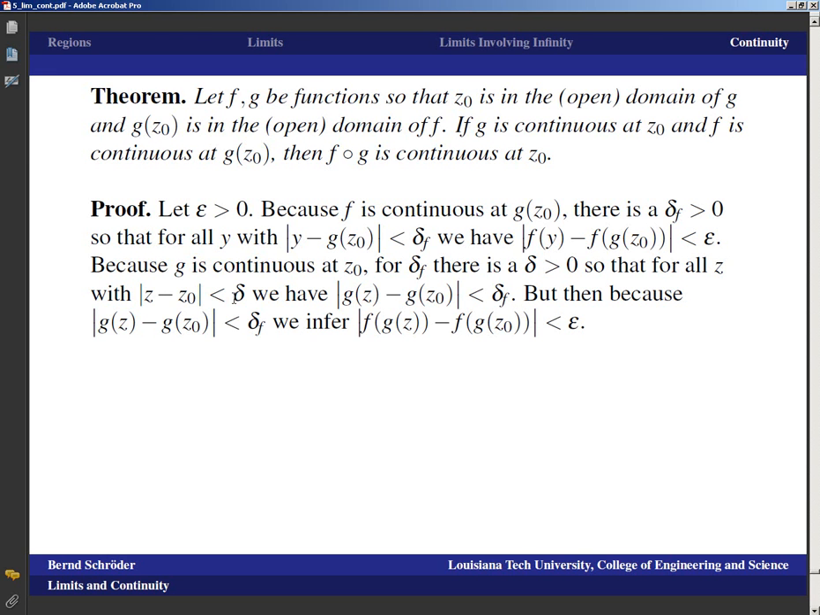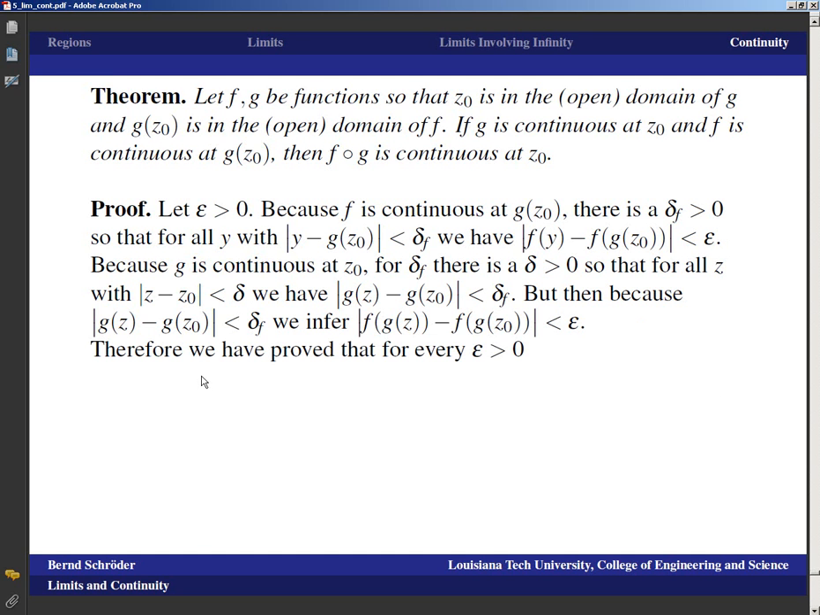Okay, so that being correct, we can say now that because for z with z minus z0 smaller than delta, we have g of z minus g of z0 smaller than delta f, the g of z now is one of those y's, and so we can infer that therefore f of this y, so f of g of z minus f of g of z0, is smaller than epsilon by what we had derived in the second sentence of the proof.